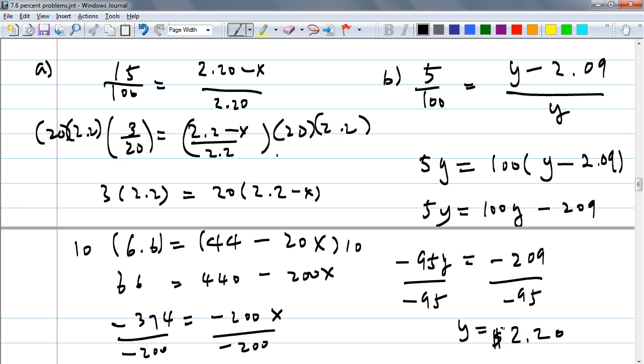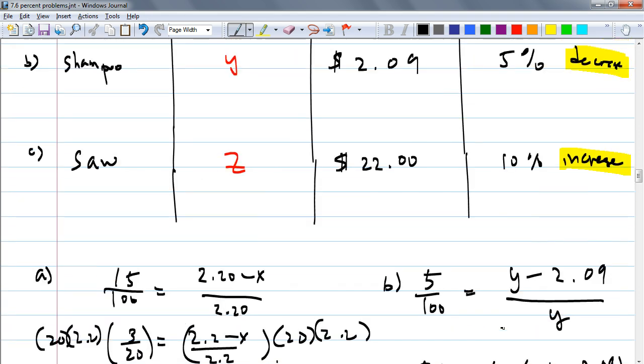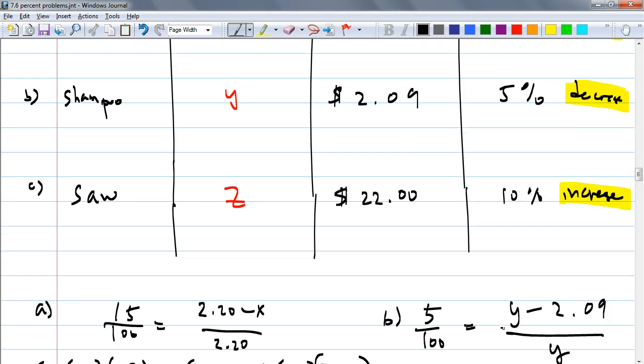By the way, you know this one too. If you really wanted to, you could ask yourself, if y is the original price, and you have a 5% decrease, you can multiply y times 95%, right? That should equal 2.09, right? You could do it that way, but let's just keep it this way. I think it's easier.